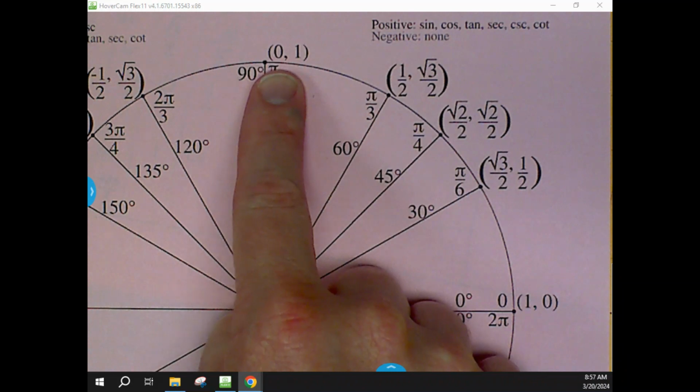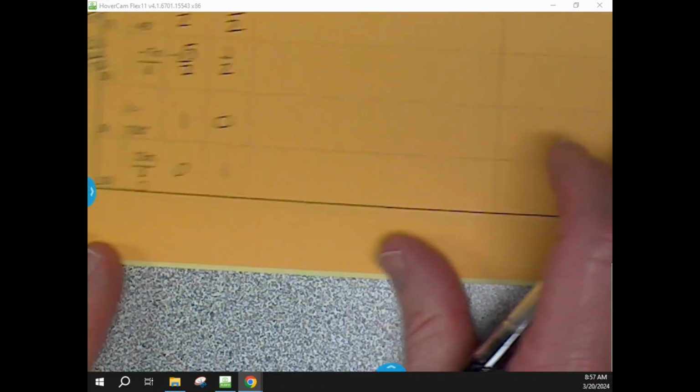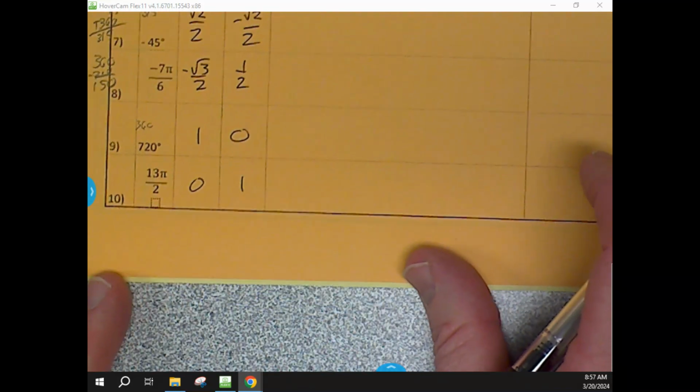So that won't go with 0, 1. And just ignore that box at the bottom there. That was a typo. Not really sure why that got in there, but that's where it is. Okay, so everybody okay with those?